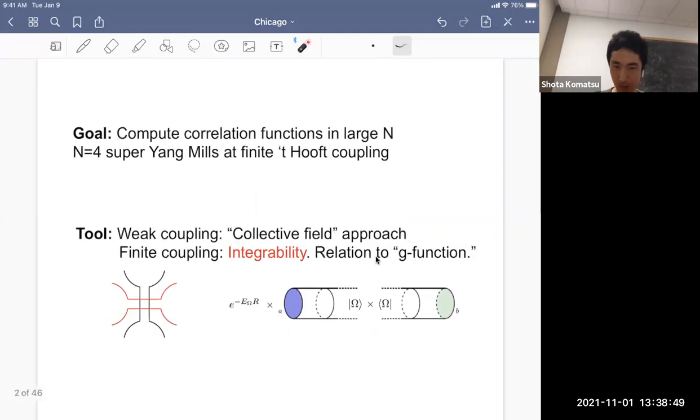Let me first state the goal and the tools very clearly in the beginning of the talk. The goal of the talk is to compute some correlation functions in planar large N=4 super Yang-Mills at finite 't Hooft coupling. The tool I'm using at weak coupling of N=4 super Yang-Mills is some kind of collective field approach, and that has a nice connection to the techniques people developed in the matrix model. And at finite coupling, we use the method called integrability. And here you see the relation to what's called the G function.